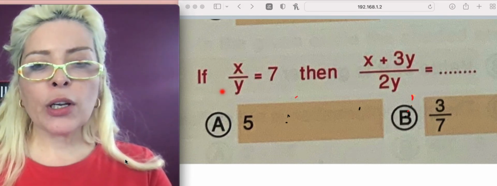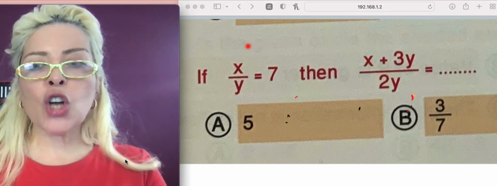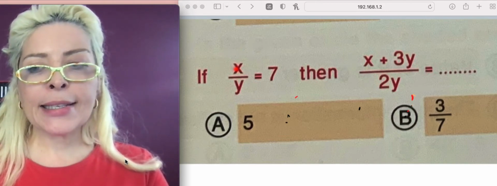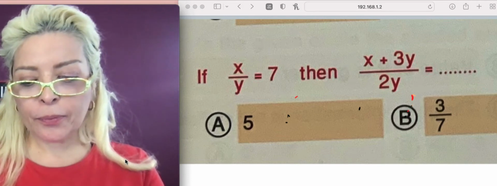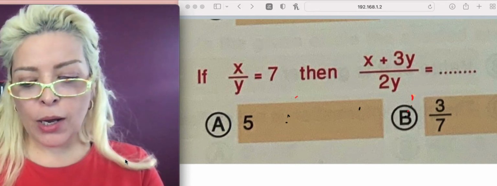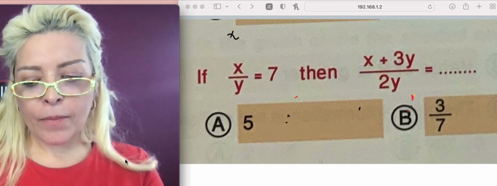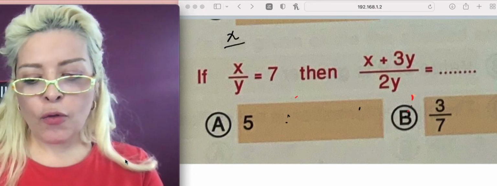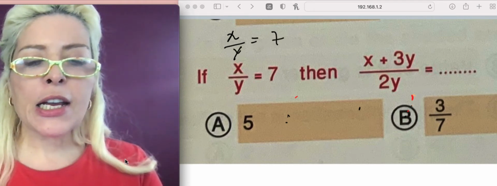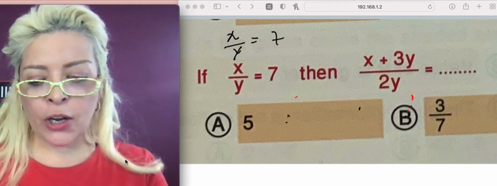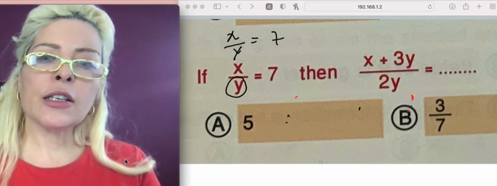So here we're going to solve x in terms of y. So let's do it. X in terms of y. X over y is equal to 7. How will we turn that in terms of y? Here, we need to get rid of y and get x alone.